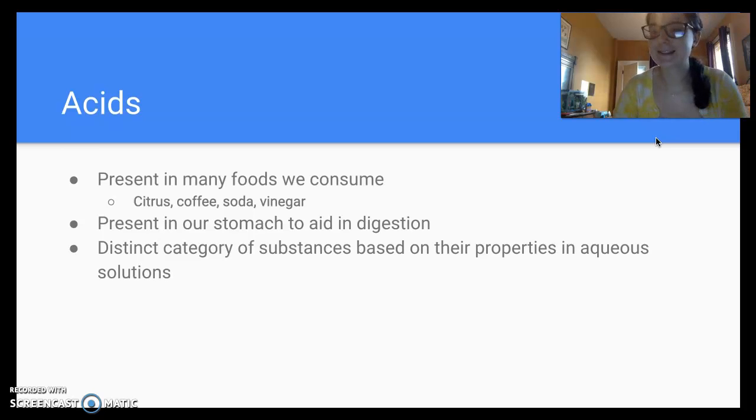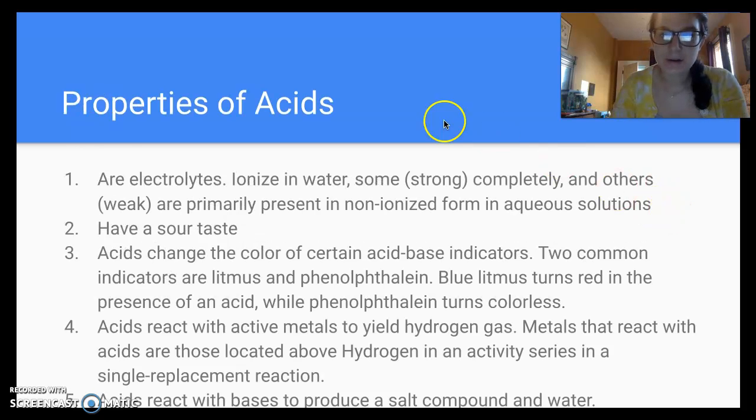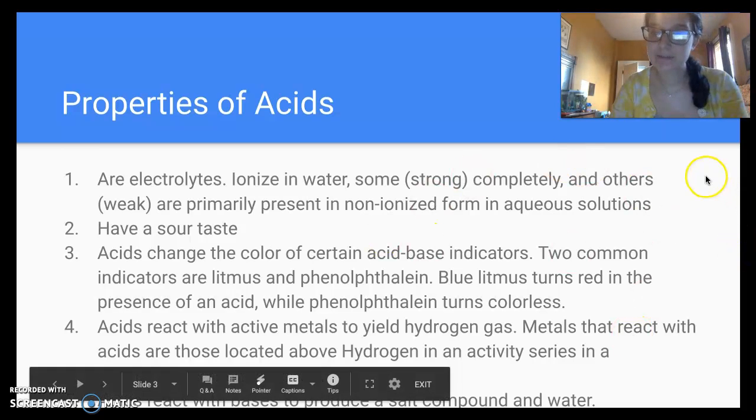That being said, acids in the laboratory, of course, are typically more concentrated and then are dangerous. So you don't want to get acid in your eye or on your hands or anything, which is why we practice safe lab practices. And basically, acids and bases are distinct categories that are based on their properties, specifically in aqueous solutions. So here are 5 common properties of acids.